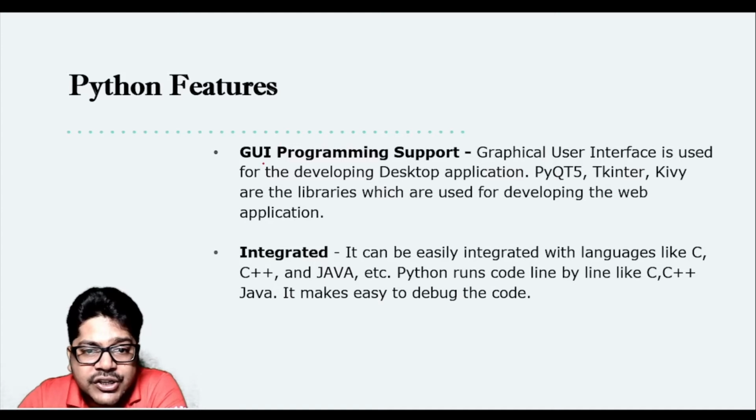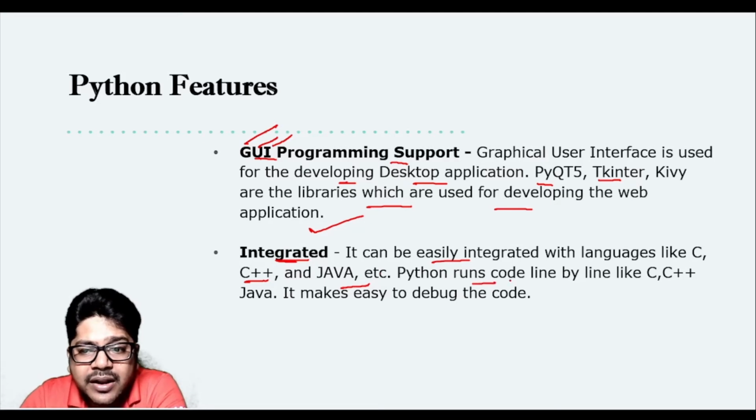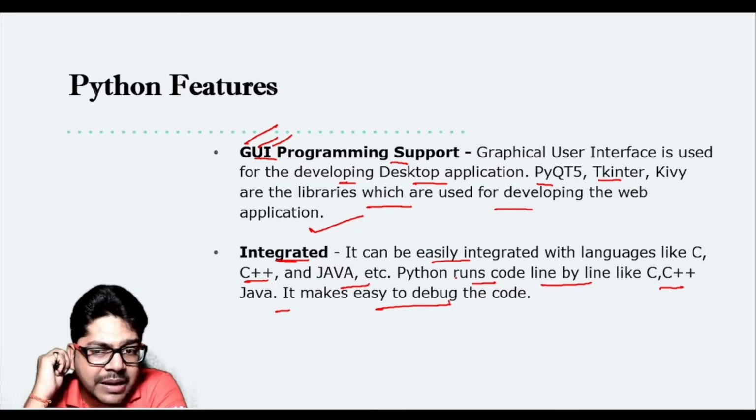Okay. So now, GUI programming support. GUI, which stands for graphical user interface, is used for developing desktop applications, and PyQt5, Tkinter, and Kivy are the libraries used for that. Next feature is that it is integrated. It can be easily integrated with languages such as C++, Java, etc. And Python runs code line by line, which makes it easy to debug, so it can be easily integrated with the other languages also.